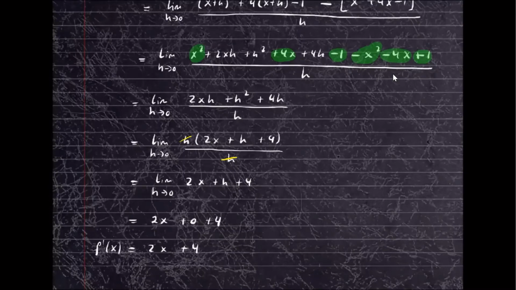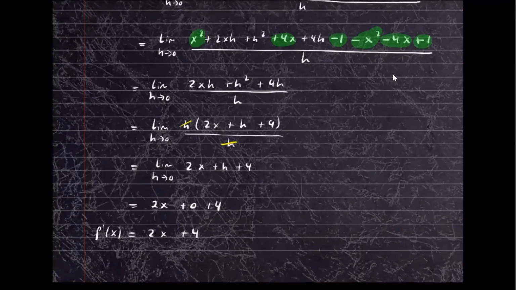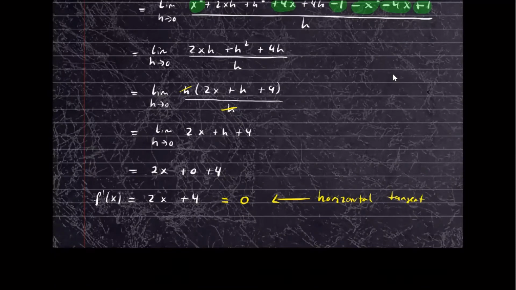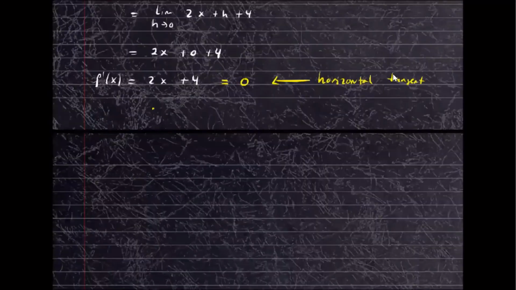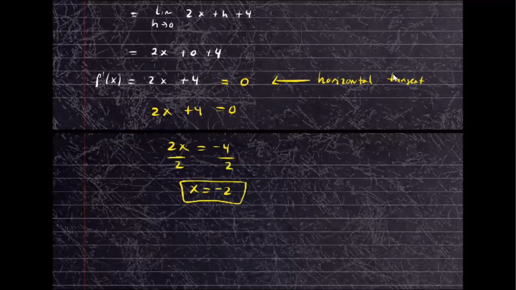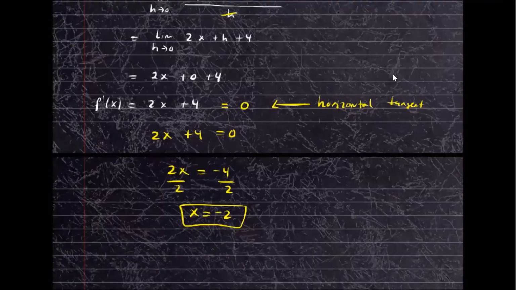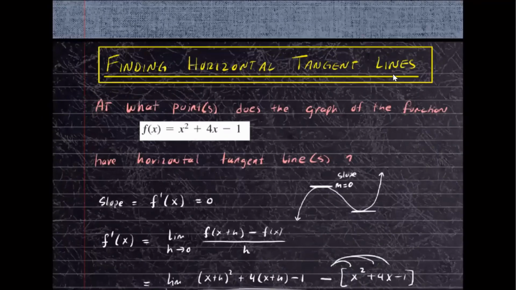Now we want to set the derivative equal to 0 to have a horizontal tangent. So set it equal to 0. This is for horizontal tangent. So if I set it equal to 0, I will get 2x plus 4 equal to 0. So for x, you have 2x is equal to negative 4. Divide both sides by 2. x is equal to negative 2. So at x equals negative 2, this function, f of x, has a horizontal tangent. So there is only one place.